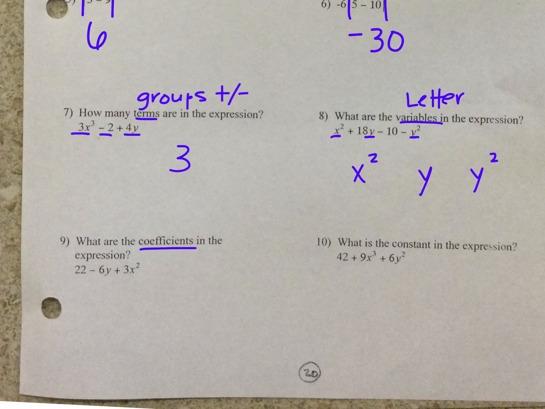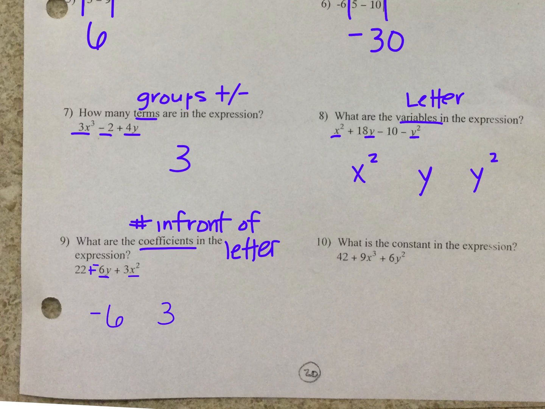What are the coefficients? This is the number in front of the letter. So before I do anything, I'm going to take this and make this minus a plus negative. I'll do a lot better then. What are the coefficients? So I've got a y here, and he has a negative 6 in front of him. If you just wrote 6, I would count it wrong. And then I have my x squared. The number in front of that one is a 3. So your coefficients are negative 6 and 3.